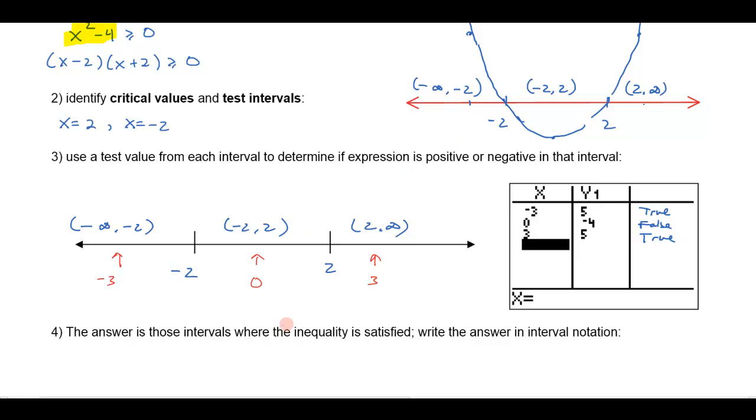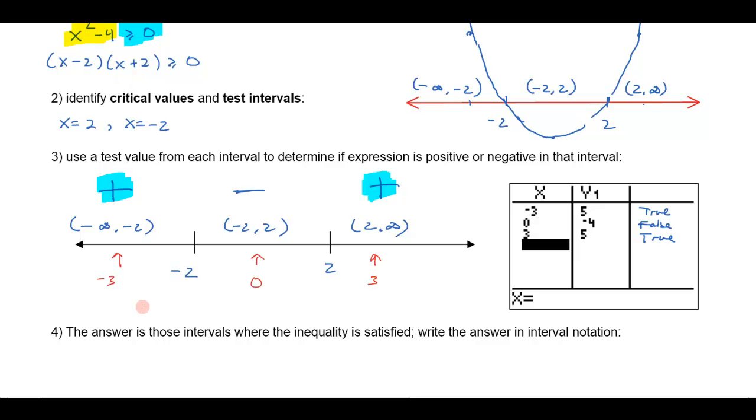All right, so the answer is going to be those intervals where the inequality is satisfied. Notice in this interval I plugged in negative 5, I got something positive. In this interval I got something negative, and in this interval I got something positive. Now I want to know, where is it greater than or equal to 0? Well, greater than or equal to 0 means that it has to be positive.